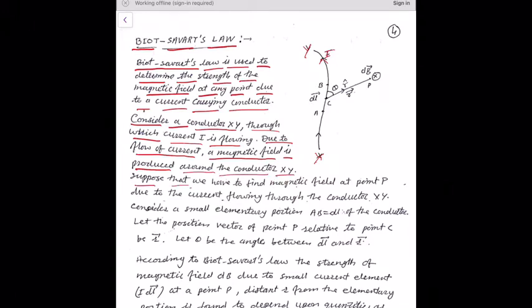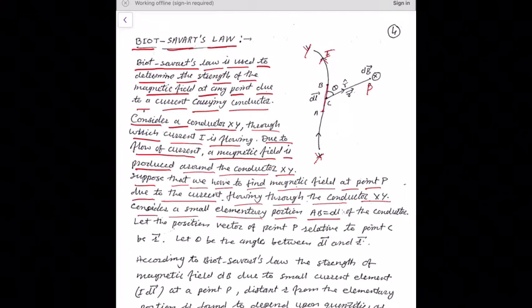Suppose that we have to find the magnetic field at point P. Here is point P. Due to the current flowing through the conductor XY, consider a small element portion AB of the conductor.